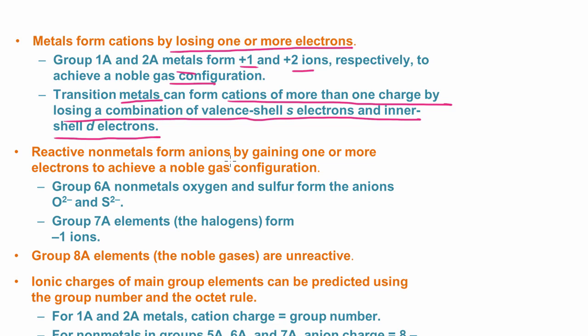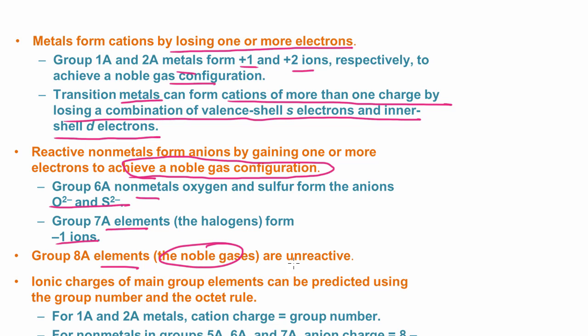Reactive nonmetals form anions by gaining one or more electrons in order to achieve that noble gas configuration. Group 6A nonmetals form -2 anions. Group 7A elements form -1 ions. Group 8A elements, the noble gases, do not react.